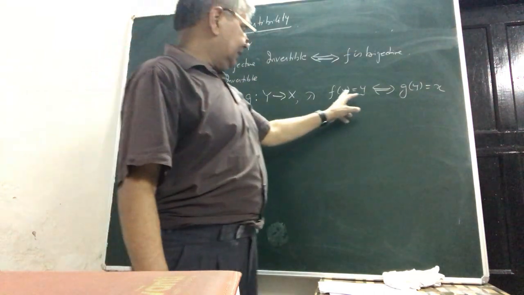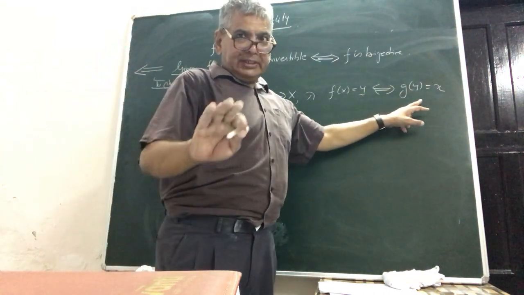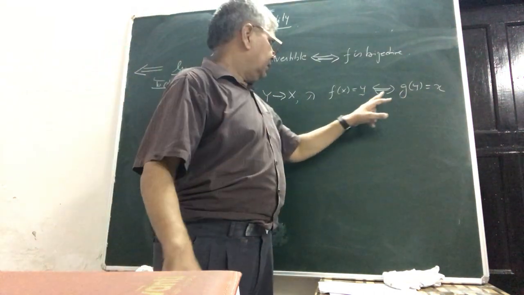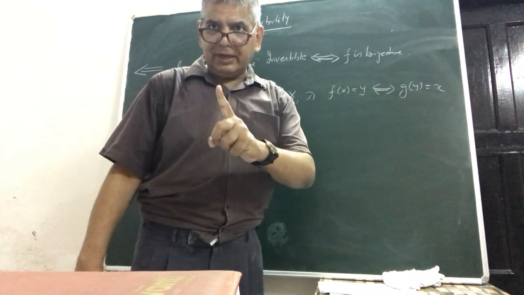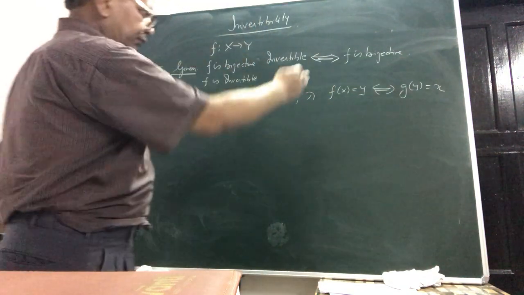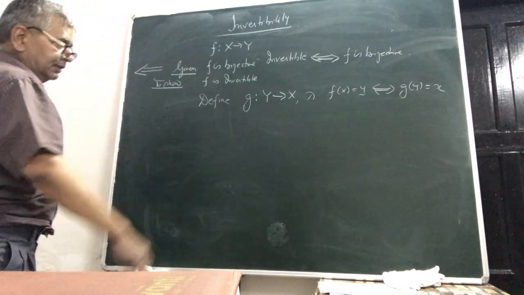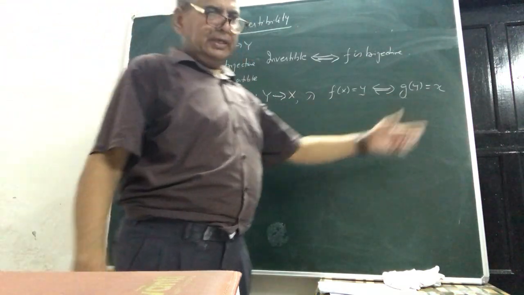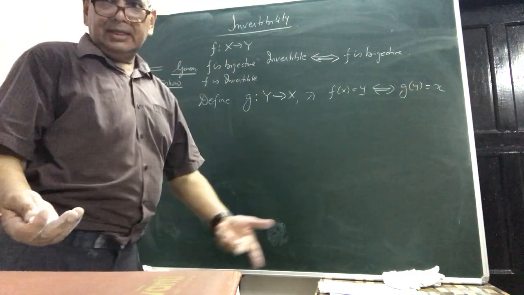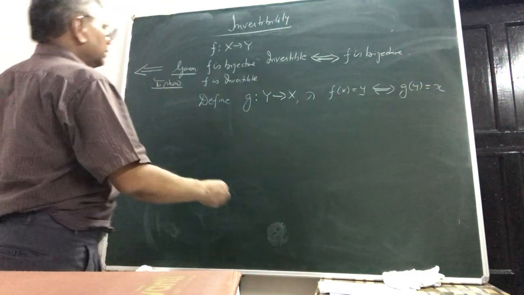So this is a result which will be established only provided f is a 1-1 onto function. So we are safe to derive this result. Now, once we have derived this result, we can prove it. This g will be our f inverse. How? We will prove it.